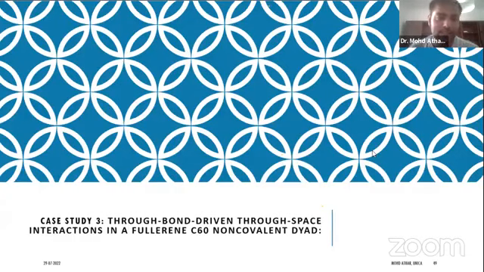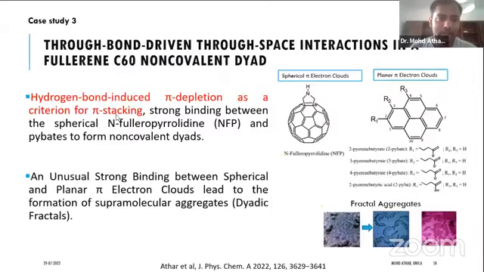This is the third case study. This is about the computational side, mainly towards chemistry. What we have shown here is a fullerene, which is N-fulleropyrrolidine. So we have a pyrrolidine substitution on the fullerene, and this NFP, as we call it, can bind with pyruvate, and then there will be a supramolecular aggregate, and that supramolecular aggregate will be fluorescent, and you can see them in experimental conditions also.